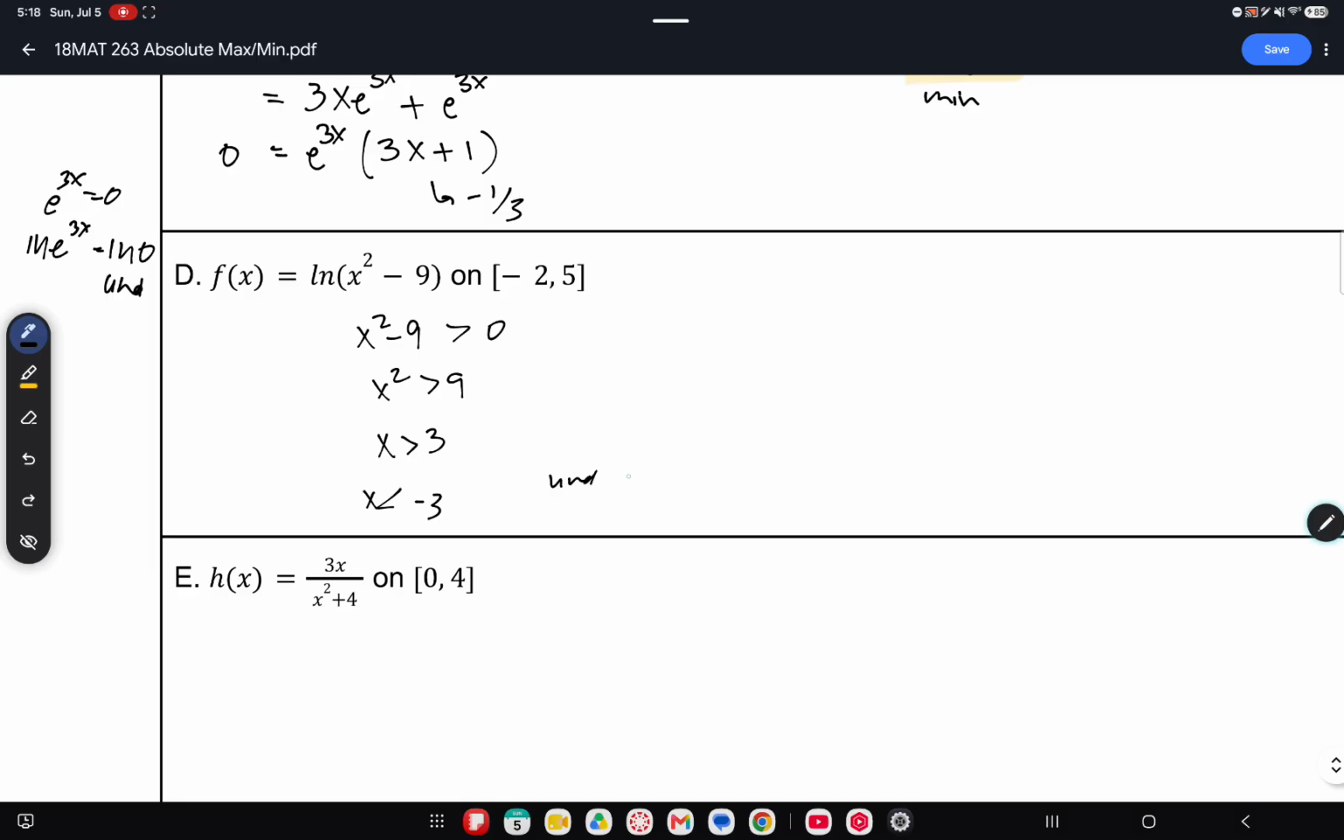So we have an undefined section from negative 3 to 3, which means we're not continuous on this entire interval, right? Negative 2 to 5. So we're not guaranteed to have an extreme value here. So we're going to leave it as it is.